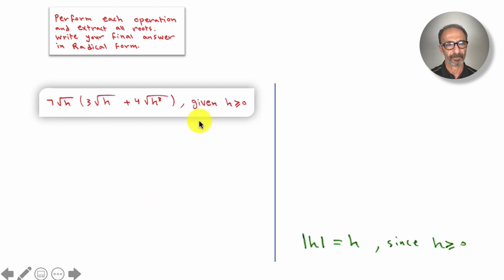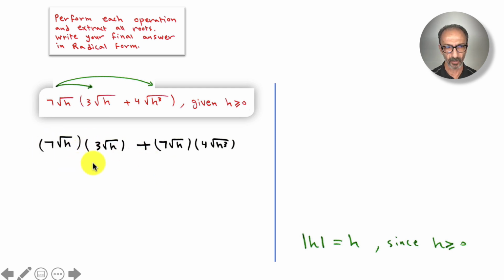Here's another problem. Given that h is greater than or equal to 0, which means non-negative, once we get the absolute value of h, we're not going to write absolute value of h. We're going to drop it because h is never negative. We're going to use the distributive property. We're going to multiply this by this, and multiply this by this with an addition in between.